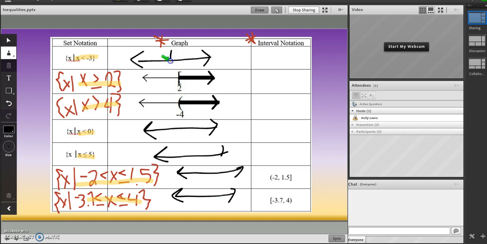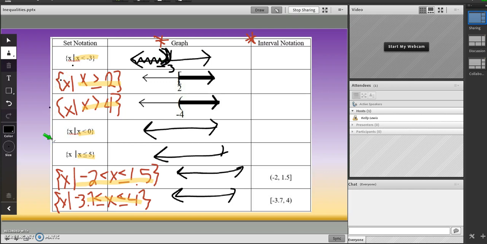All right, -3 sounds great right here, and it's pointing to the left. So we're going to shade over here, and it's not equal to, so it is a parentheses or an open circle, like that. All right, these two are done.